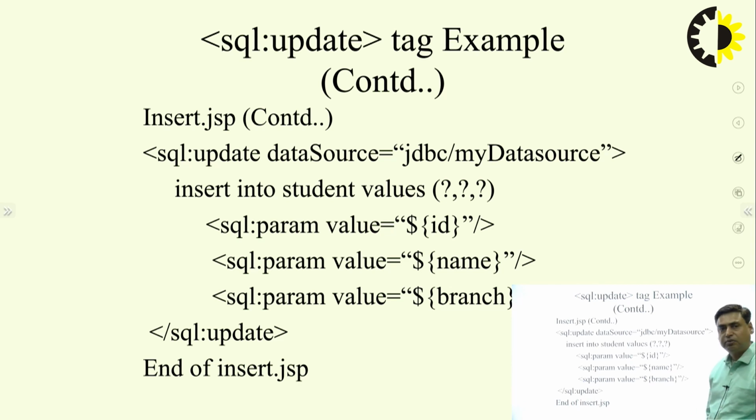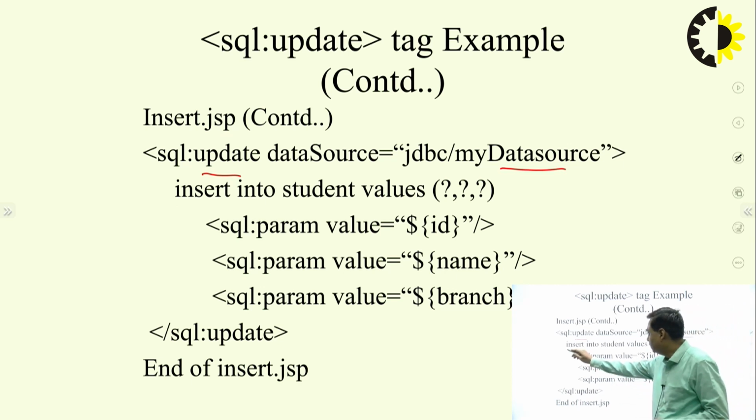Next part is whatever the value we have taken from the text boxes into the variable. Now we need to store these values into the database as a record. So we are using this update JSP action, and we are going to connect to the data source, that is a MySQL. We are connecting to the MySQL. So this is the data source for this connection to the MySQL.